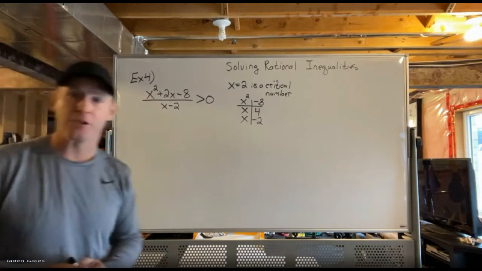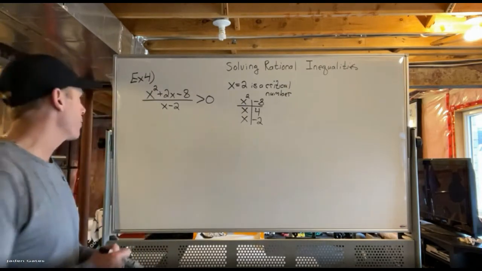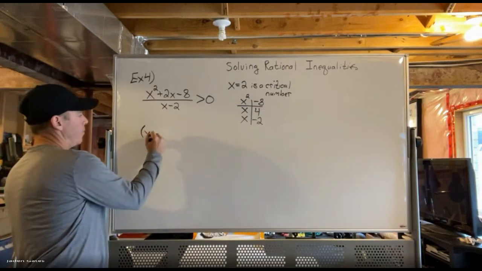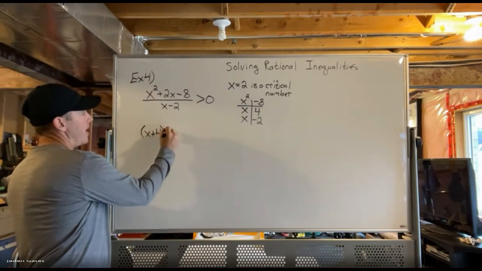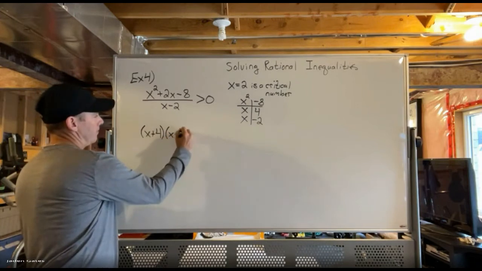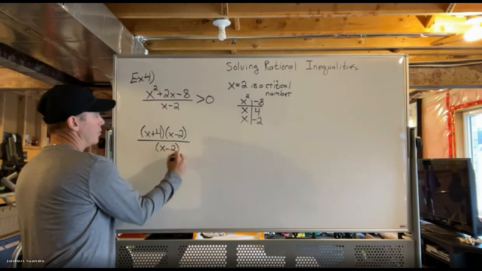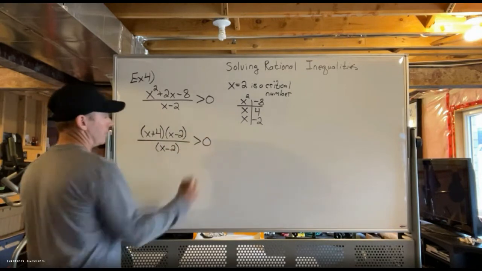So I can factor the top this time. I don't have to use the quadratic formula. And so I can change my numerator now to x plus 4 and x minus 2, all over x minus 2 is less than 0.